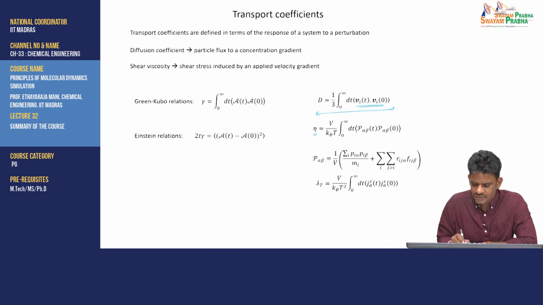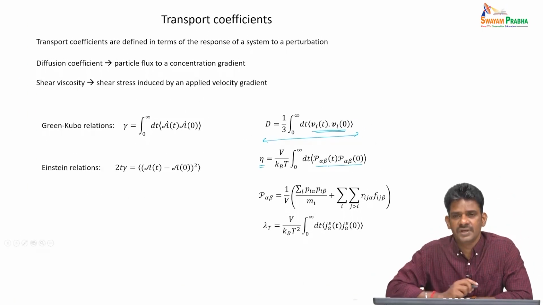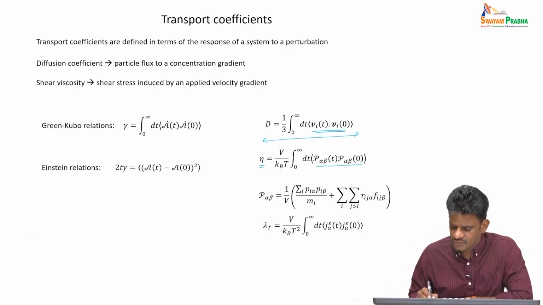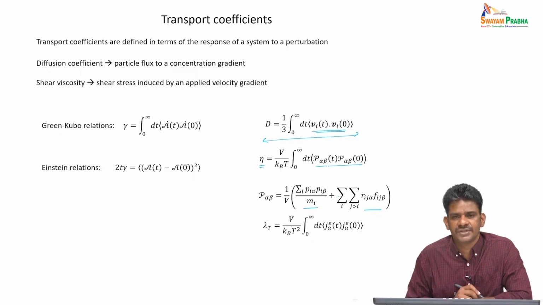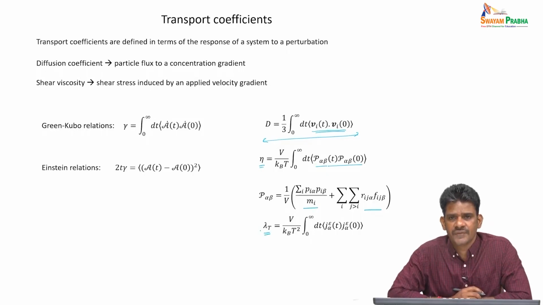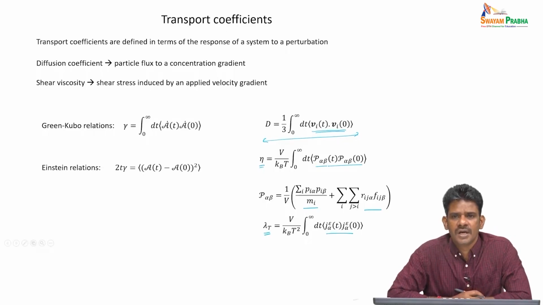Similarly, shear viscosity can be obtained by looking at the equilibrium fluctuation of the stress-stress autocorrelation function, and the stress-stress autocorrelation function comes from the momentum part and the virial part. Once we get this correlation function, we can integrate to get the viscosity. Similarly, the thermal conductivity can be obtained by looking at the autocorrelation function of the energy flux.